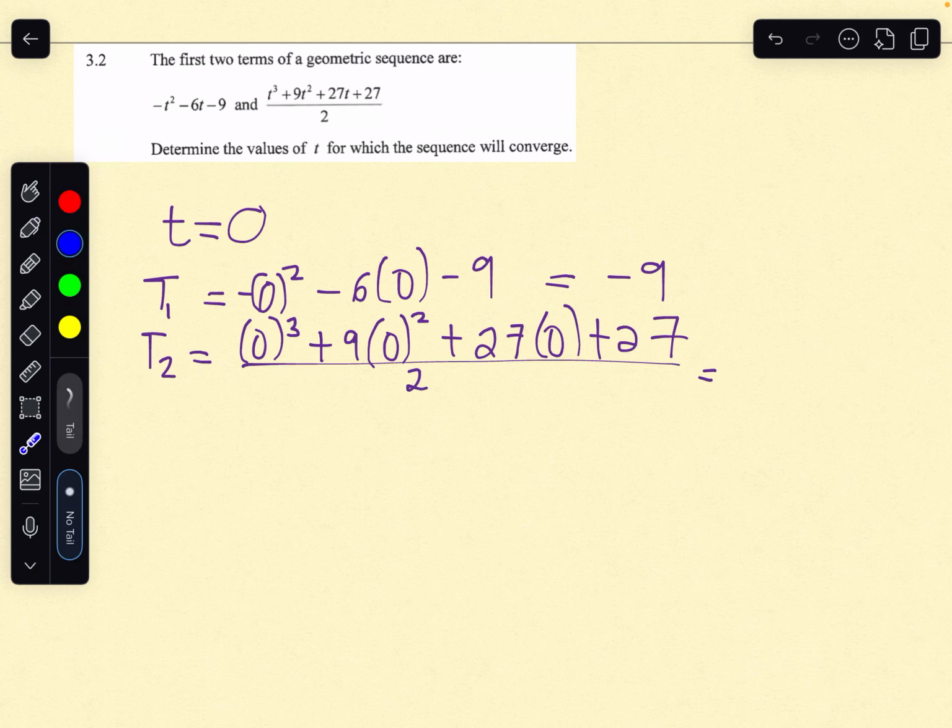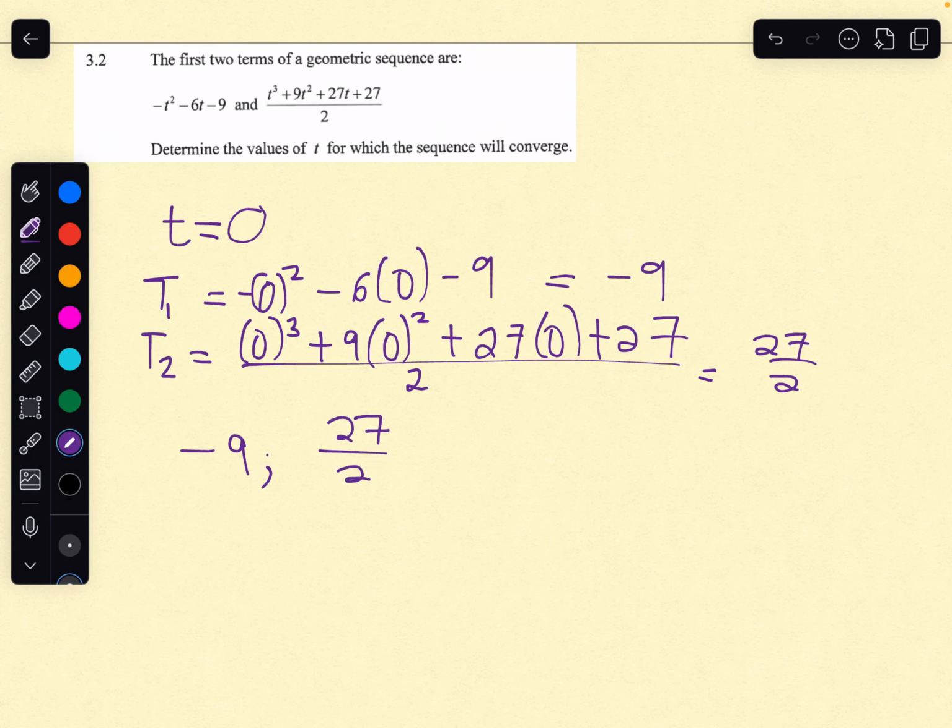So again, the t terms disappear, and we're just left with 27 over 2. Now if I was told that I have a geometric sequence and it begins like this, minus 9, 27 over 2, and so it goes, how would I know whether it converges or not? I would have to look at the common ratio and see whether that common ratio is between -1 and 1. So I would find the r, which is 27 over 2 divided by -9.